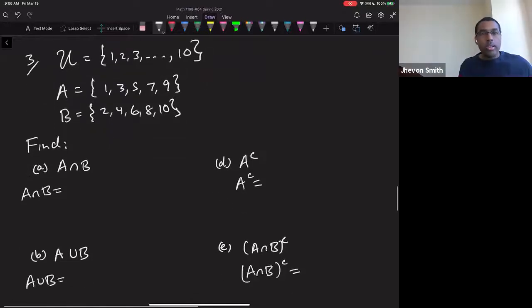Okay, so here are our sets. Our universe is all the positive integers from 1 to 10. A is 1, 3, 5, 7, 9, all the odd integers between 1 and 10. And B is 2, 4, 6, 8, 10, all the even integers between 1 and 10. What is A intersect B? Empty. The empty set.